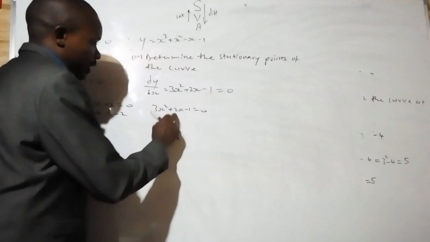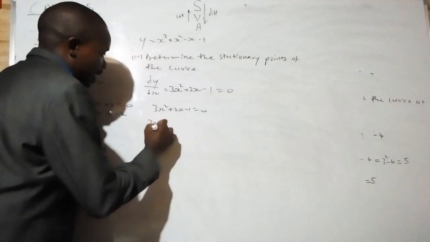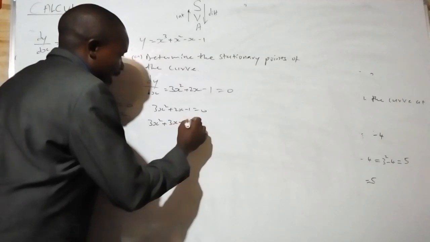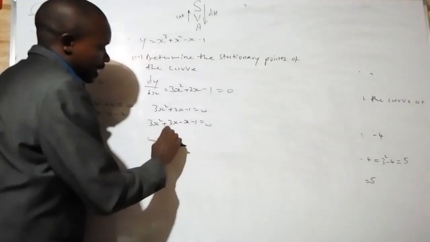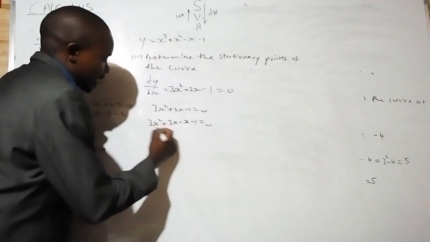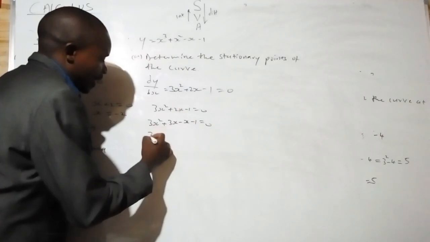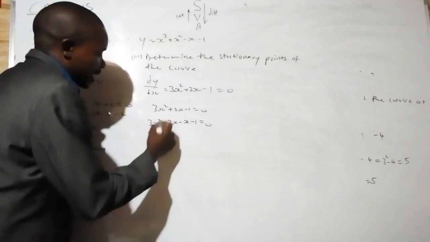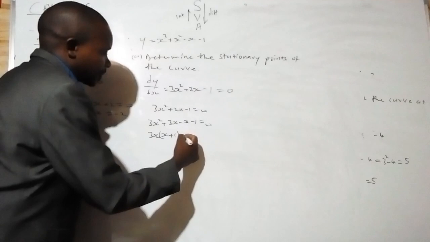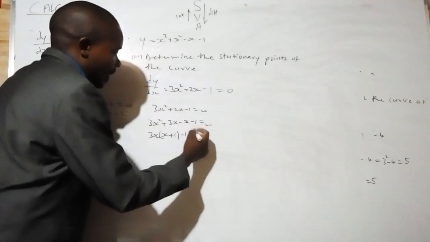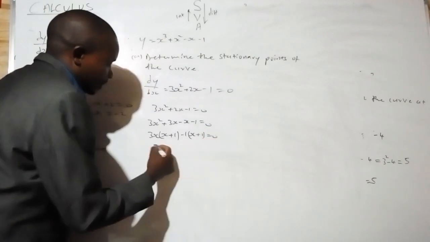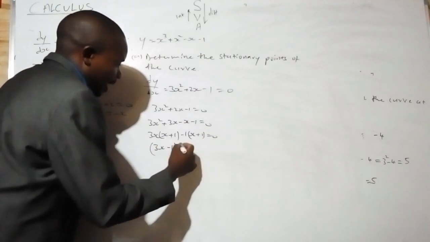So we are going to have 3x squared plus 3x minus x minus 1 is 0. So that 3x minus x will be 2x. The GCD of 3x squared and 3x is 3x. Then 3x squared divided by 3x is x, plus 3x divided by 3x is 1. Negative 1 times x, negative divided by negative is positive 1, is equal to 0. So 3x minus 1 times x plus 1 is 0.